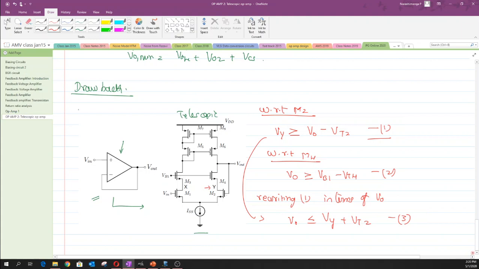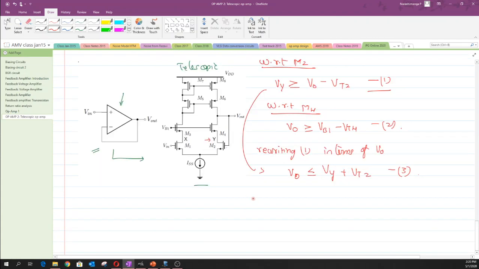So now let us move on to the V out. When you compare expression number 2 and expression number 3, both these expressions have a common term, which is V out, so that one could write the total output swing as something like VB1 minus VTH4, and the V out has to be greater than this minimum voltage, and also it has to be smaller than this node potential, which is Vy plus Vth2.